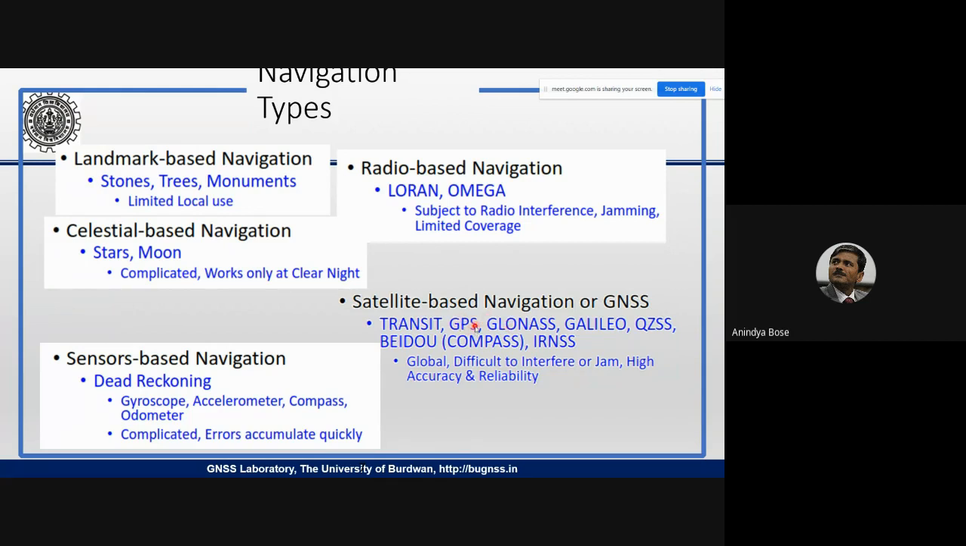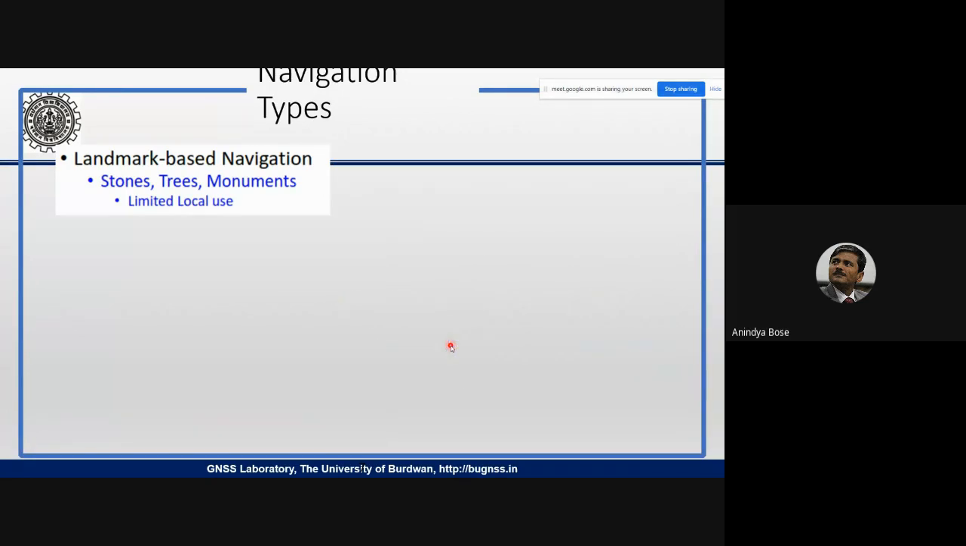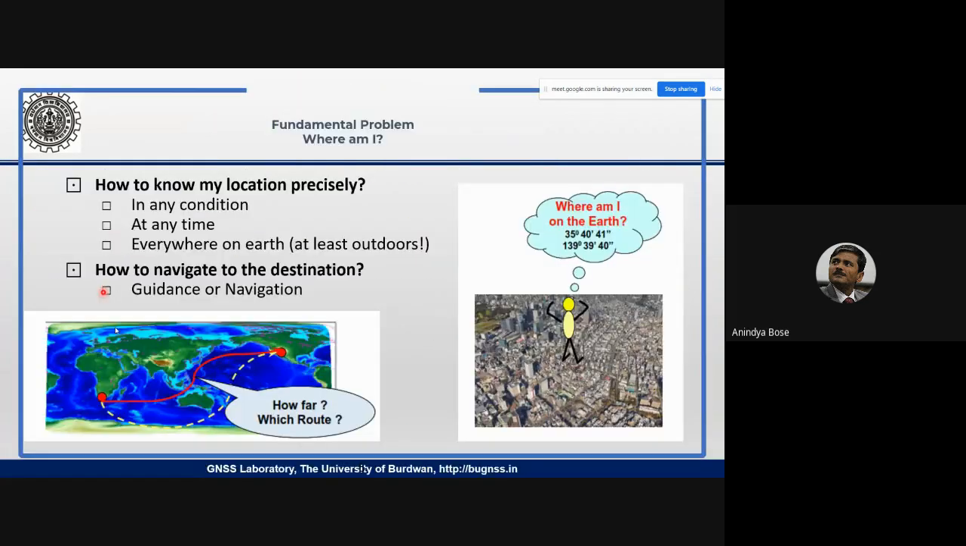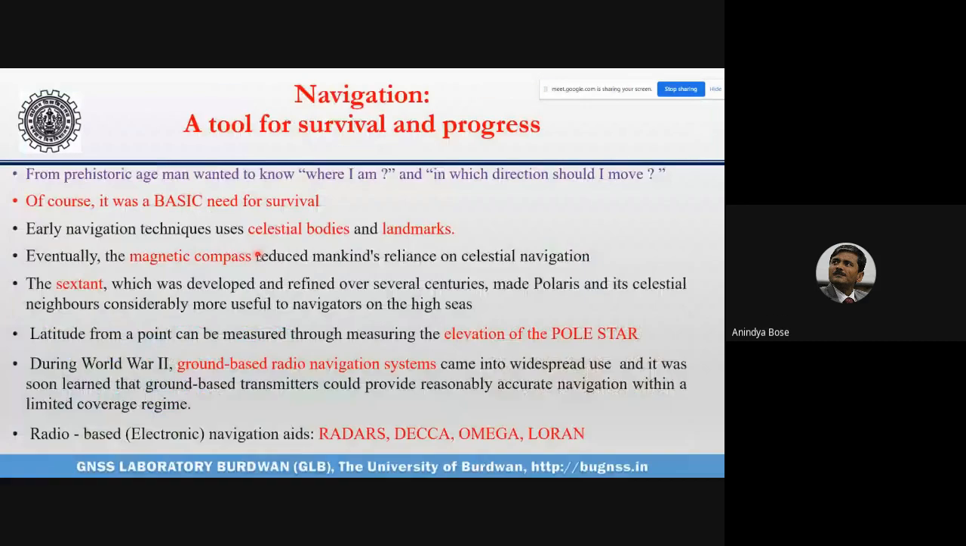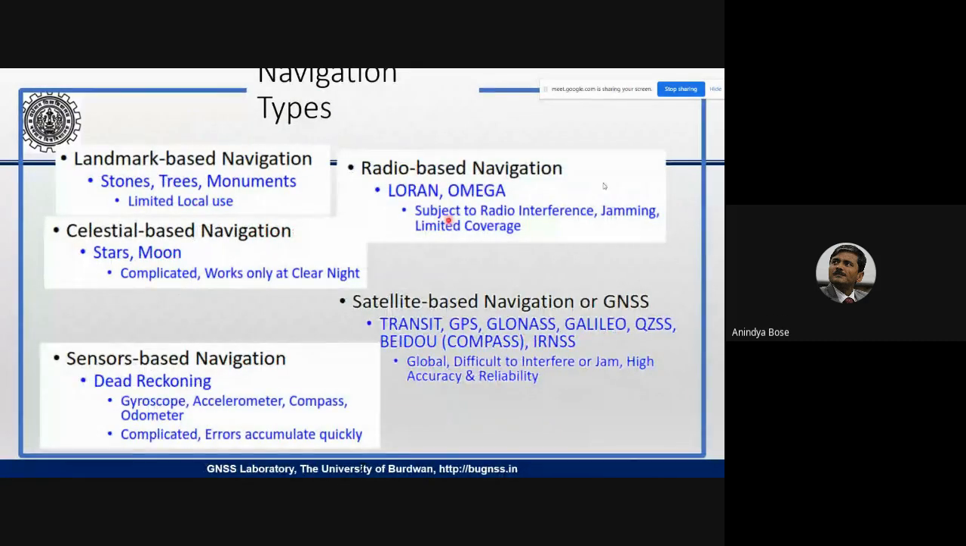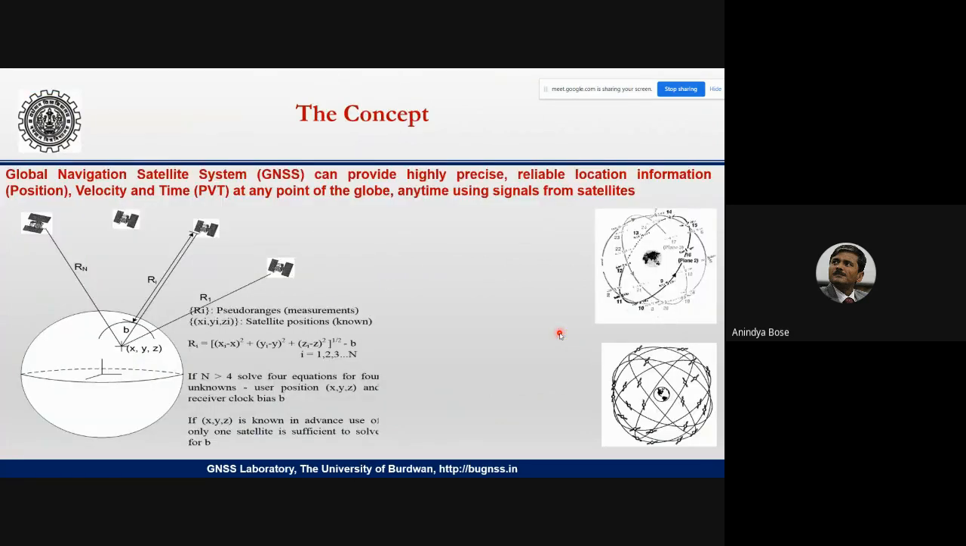Everybody knows the name. Then the GLONASS, which was developed by Russia. Then the other major players, for example, the European Union developed the Galileo. The Chinese developed the Beidou, which is a global system. They have global coverage. The problem that was talked about earlier, that everywhere on the earth, is now being solved by the satellite-based systems. And then came the QZSS from Japan and IRNSS or NavIC from India, which are regional systems.